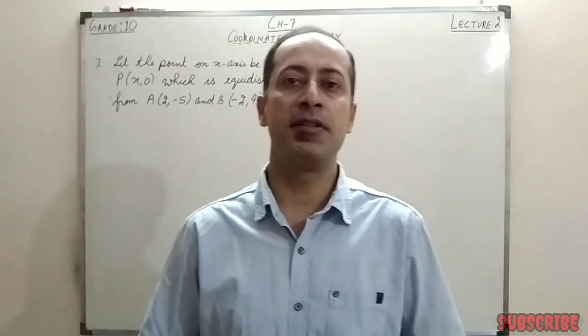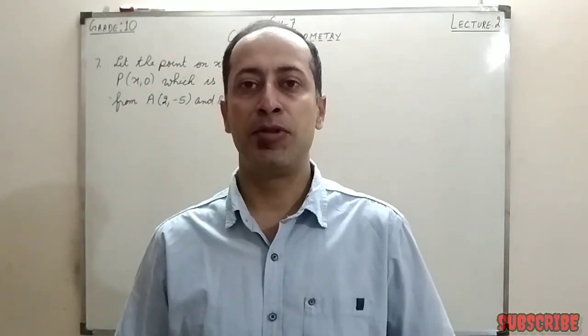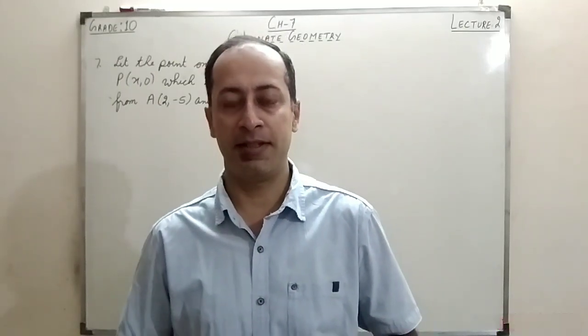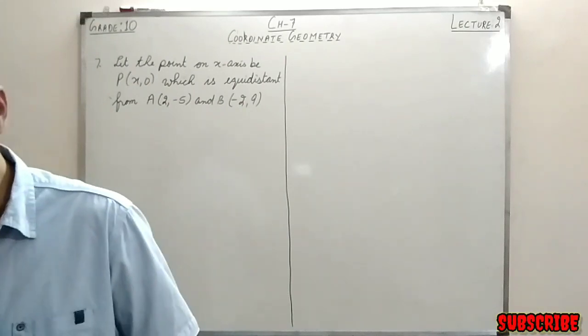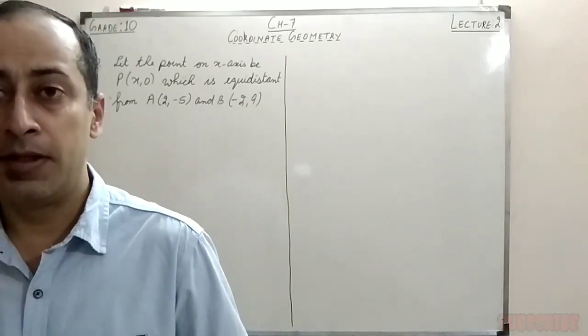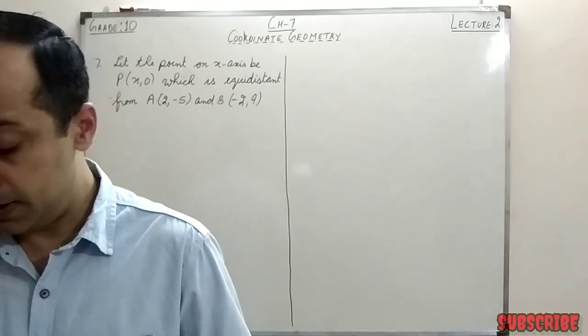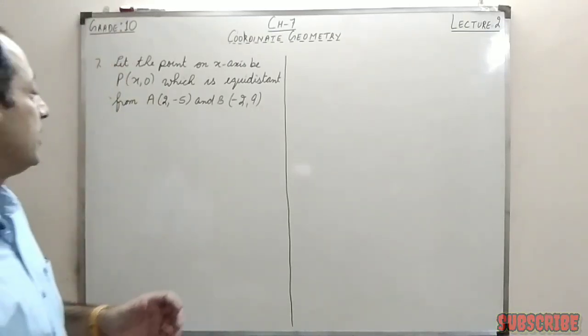Today we are going to discuss some of the leftover questions of exercise 7.1. So without wasting time, let's start with exercise 7.1's seventh question first. In the seventh question it is given, find the point on the x-axis which is equidistant from (2, -5) and (-2, 9). So what is given in the question basically?